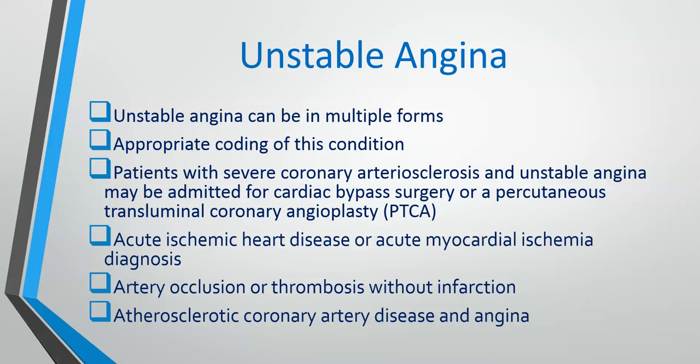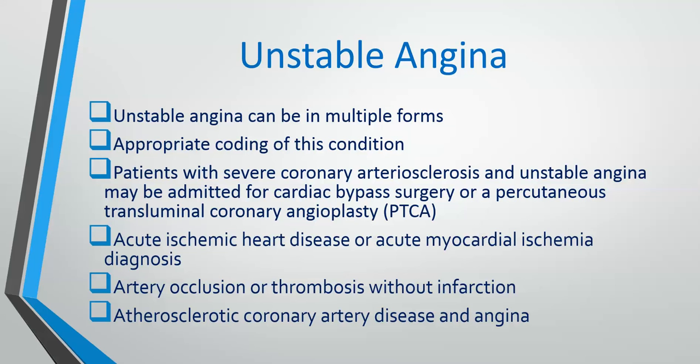A diagnosis of acute ischemic heart disease or acute myocardial ischemia does not always indicate an infarction. It is often possible to prevent infarction by means of surgery and/or the use of thrombolytic agents if the patient is treated promptly. If there is occlusion or thrombosis of the artery without an infarction, I24.0, acute coronary thrombosis not resulting in a myocardial infarction, is assigned. I24.8, other forms of acute ischemic heart disease, includes coronary insufficiency and subendocardial ischemia.